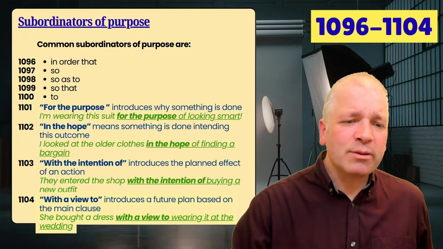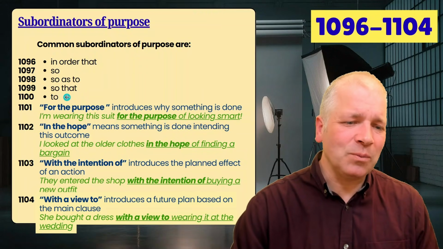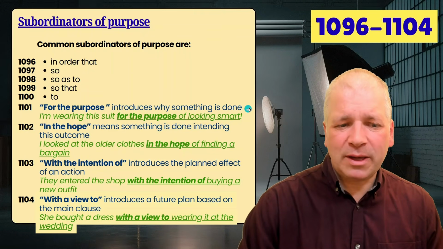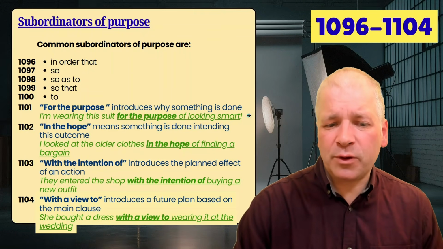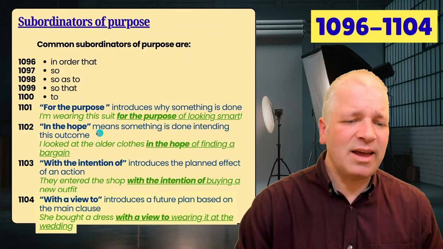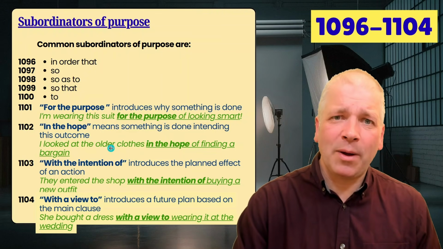Common subordinators of purpose: in order that, so, so as to, so that, or to. But more advanced ones: "for the purpose" introduces why something is done. I'm wearing this suit for the purpose of looking smart. "In the hope" means something that is done intending this outcome. I looked at the older clothes in hope of finding a bargain.